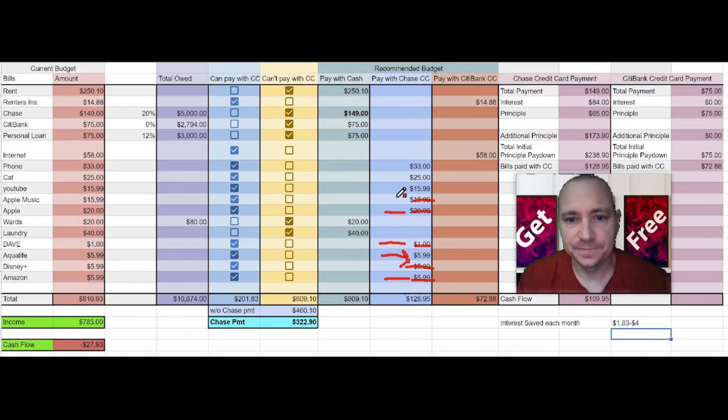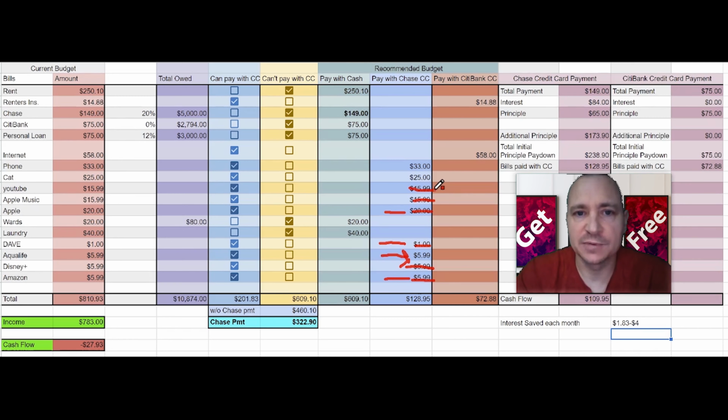Get rid of this. YouTube Premium, same thing. You can use an app like Musi, M-U-S-I. Does almost the same thing as the Premium. It allows you to listen to all the YouTube videos while you're doing something else on your phone.